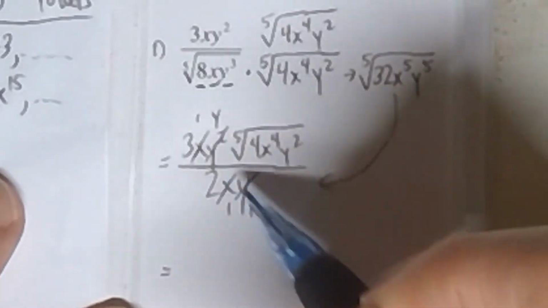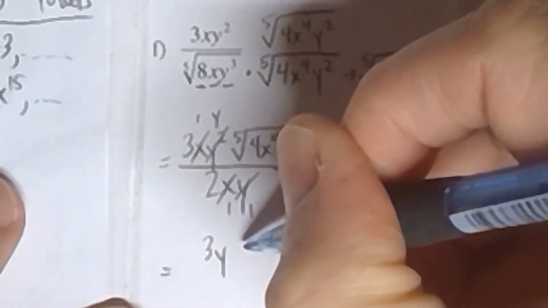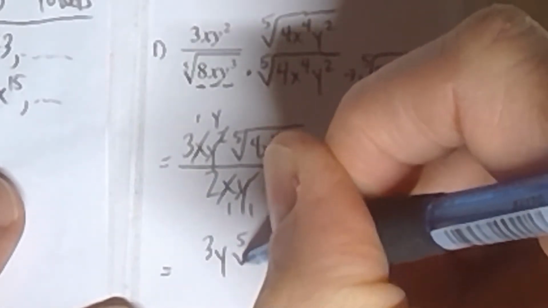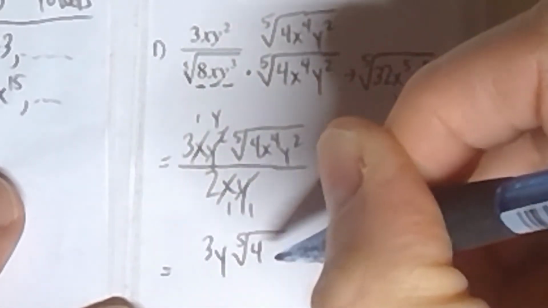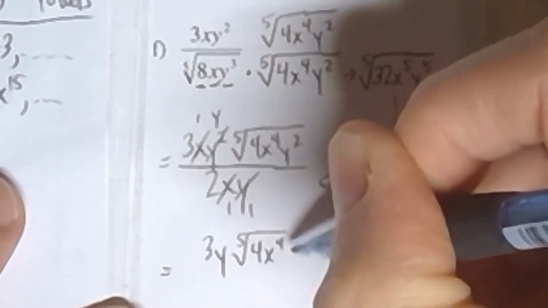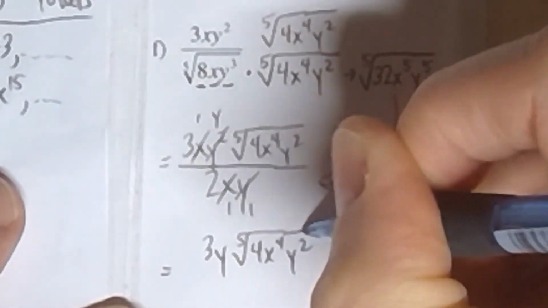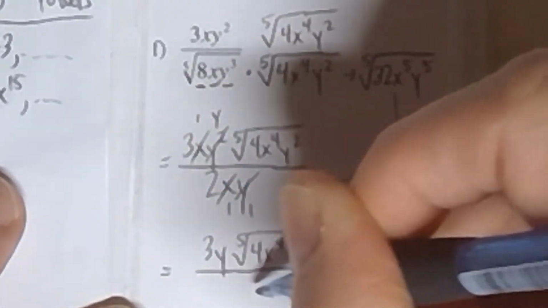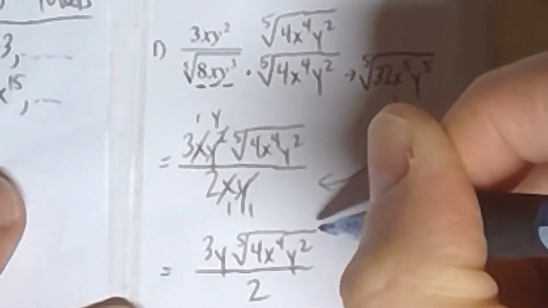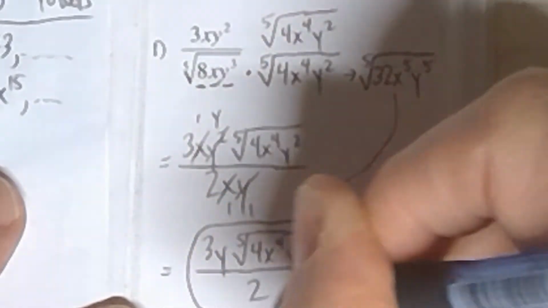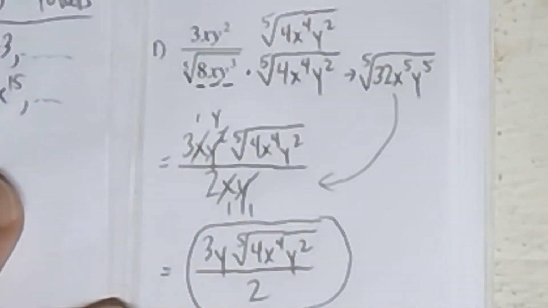So what does all this end up being after you simplify these terms that you just reduced? You get 3y, radical's still there. We just reduced the other parts. 3y times the radical still. And then the bottom is just 2 now. 2 times 1 times 1. All right. And so there we go.